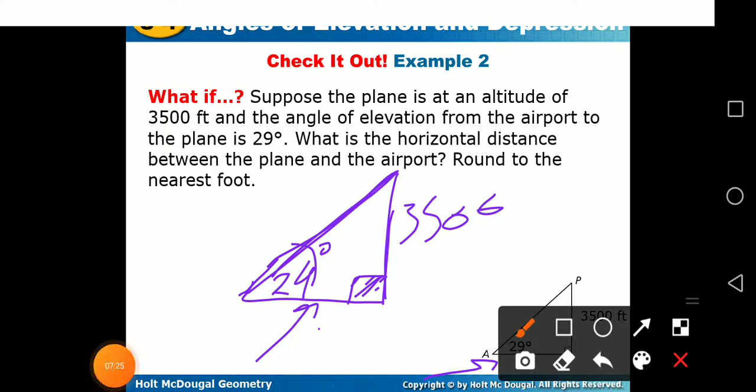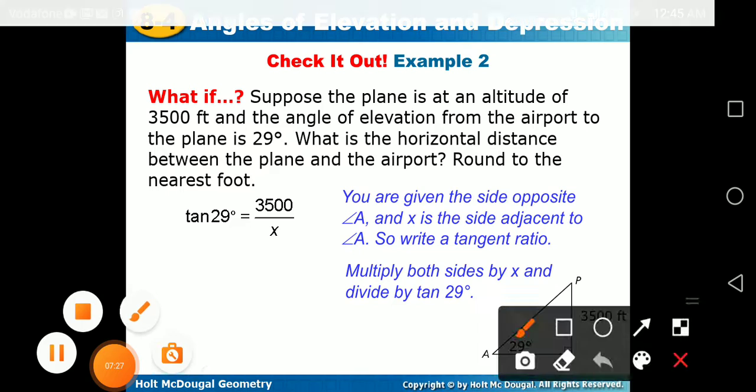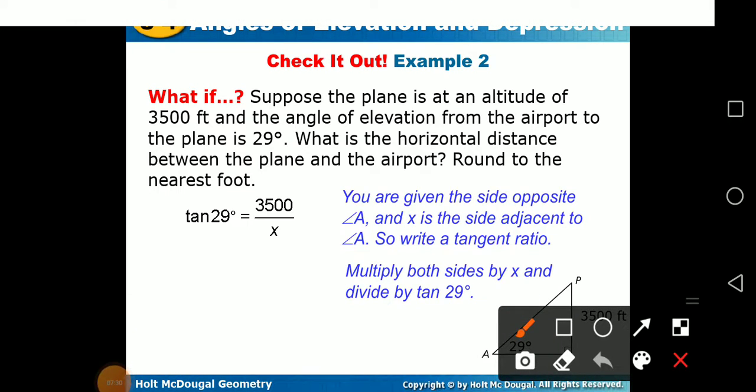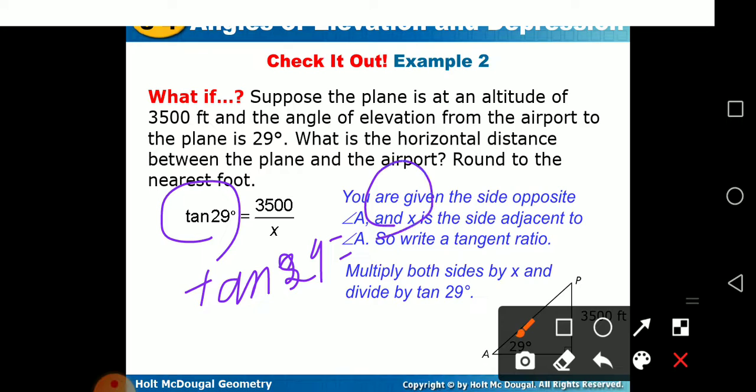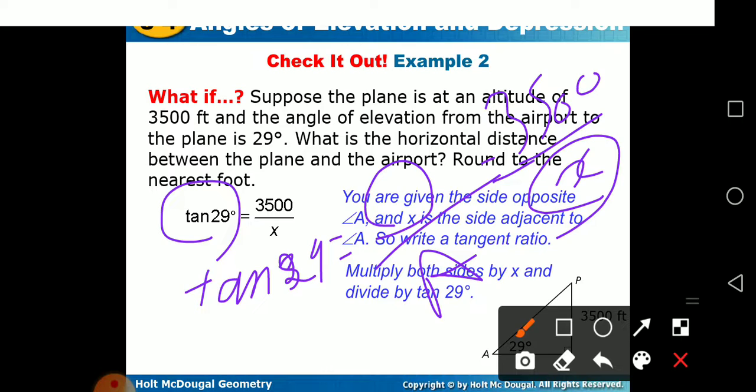Let's think together. Remember, you're given the opposite. We are going to use the tangent. Why the tangent here? tan 29 equals what? We have the opposite and the adjacent. The opposite here is 3,500, and the adjacent is x. It's very easy to find x, because this is the required one.